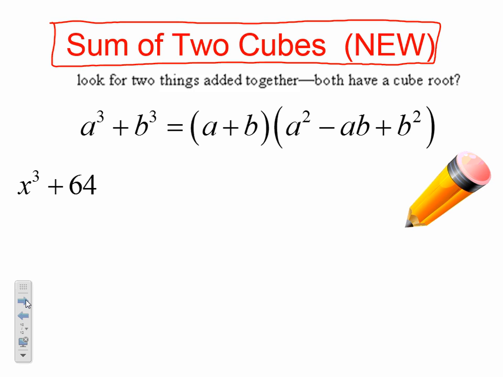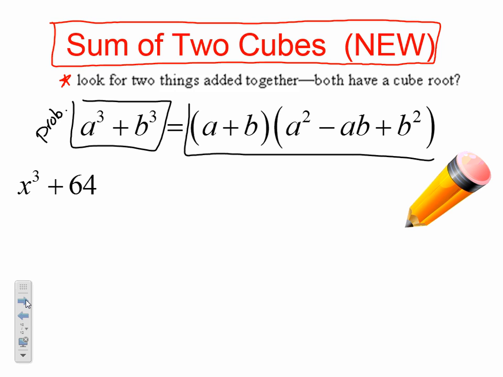So what we're looking for in words, we're going to look for two things that are added together and both have a cube root, or both are from your perfect cube list that you just made. So this is kind of weird, but this is the way it's written in your book. This is what the problem looks like. And then this would be how we factor it. So if the problem looks like that, this is how we're going to go ahead and factor it.